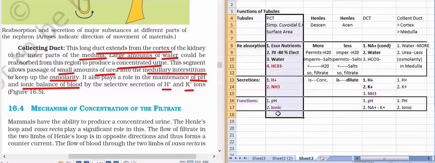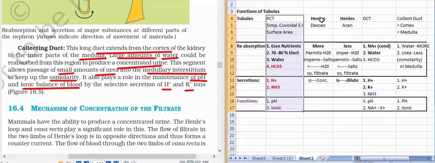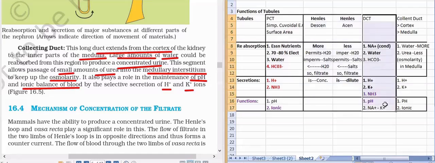So I hope you understood the concept. The notes: function of tubules. PCT: the common thing is reabsorption of essential nutrients, water, bicarbonates. Here also water, bicarbonate, and sodium. DCT: final. Here water. So everywhere water is common, and you have to remember this. That's it. Hope you understood.